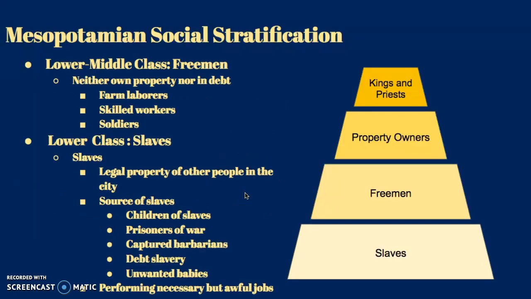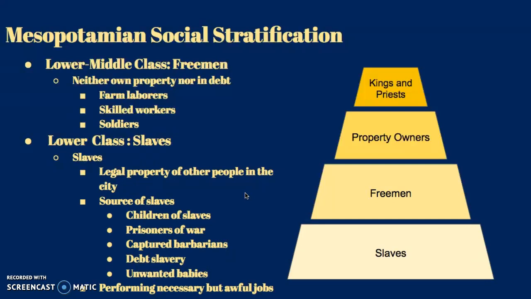The lower middle class were people who were not property owners, but who were not slaves. These were people who neither owned property nor were property. And this could be people who worked on the farms, skilled laborers like potters, and soldiers. Also any other job where you could support yourself. And the lowest class were slaves. Slaves are people who are legally owned by other people.